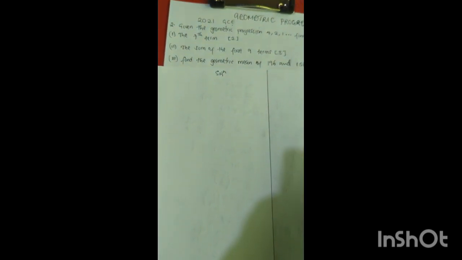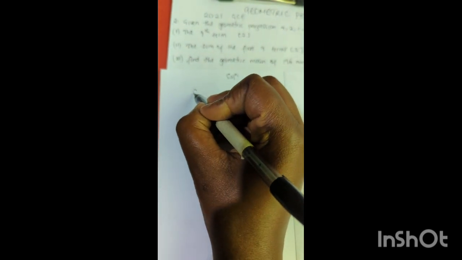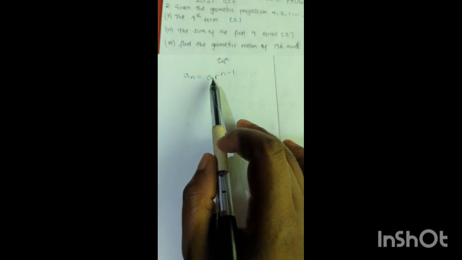The first question is: find the seventh term. You've been given the geometric progression: 4, 2, and 1. To find the seventh term, the general formula for the nth term of a GP is a_n = ar^(n-1). a_n represents the nth term, a is the first term, r is the common ratio, and n is the position of the term. n in this case is 7, so we are finding a_7.